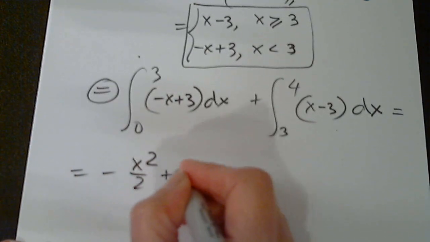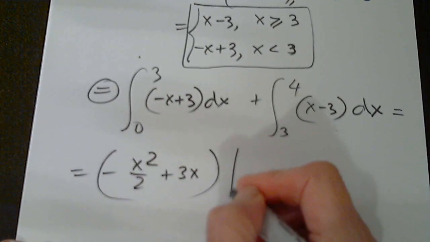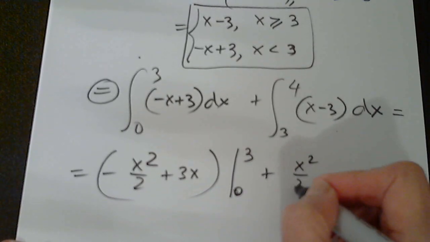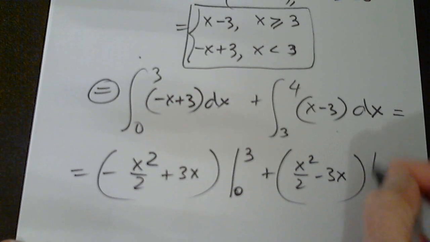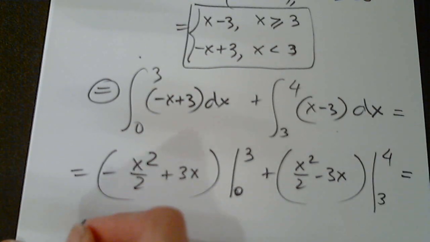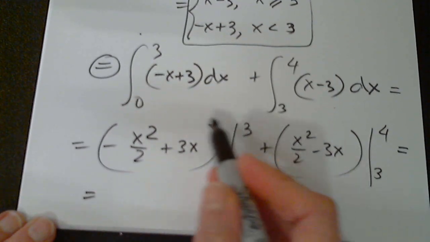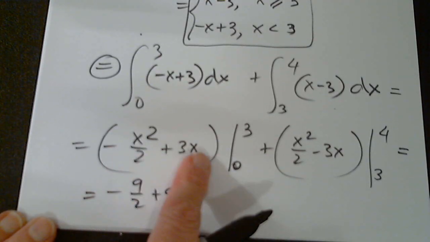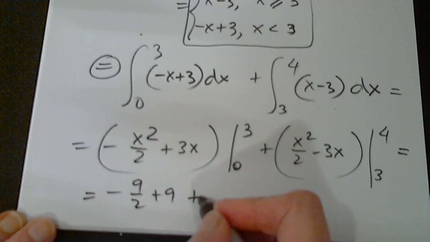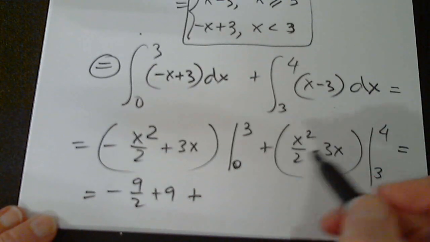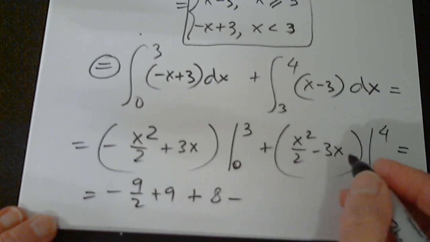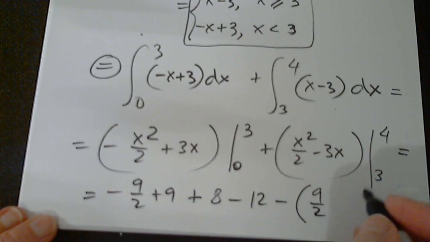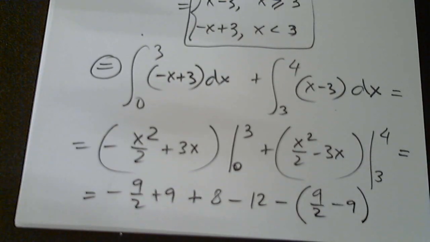Negative x squared over 2 plus 3x from 0 to 3, plus x squared over 2 minus 3x from 3 to 4. When I plug in 3, negative 9 halves plus 9. When I plug in 0, nothing. Plus, when I plug in 4, 16 divided by 2, minus 12. Minus, when I plug in 3, 9 halves minus 9.